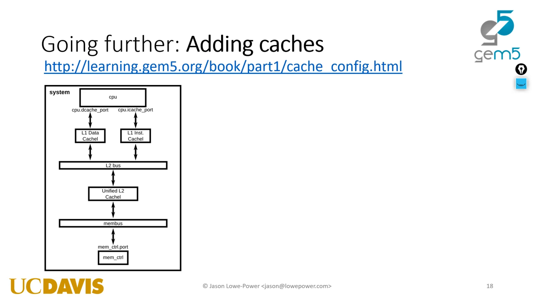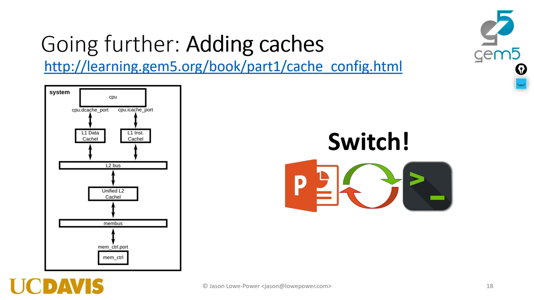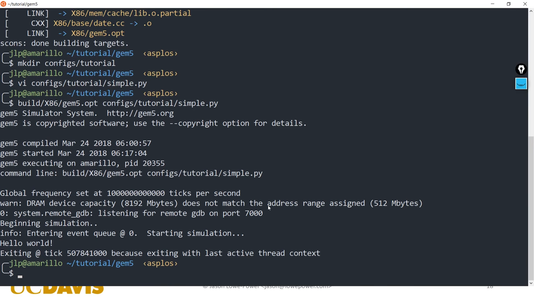Cool. Okay, so let's look at a slightly more complex script to add caches. Rather than just having our CPU directly connected to the memory bus, we're going to add two levels of caches in between. And rather than going through these details, we're just going to look at some of the code.